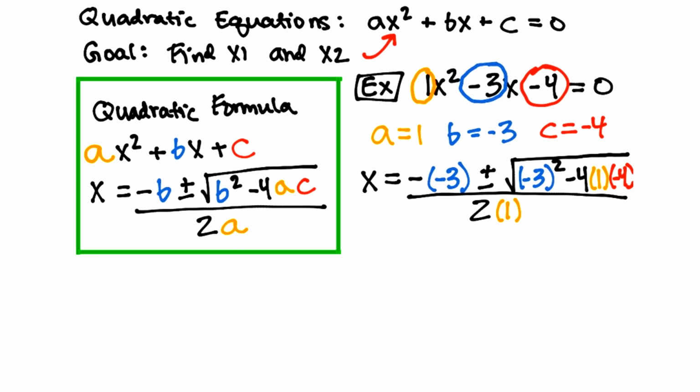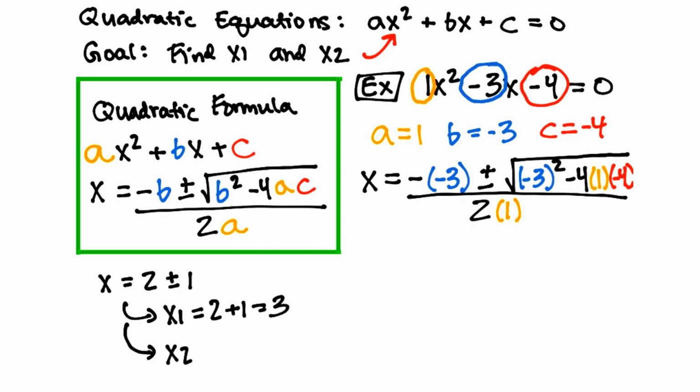Before I solve this, I just want to talk about this plus or minus real quick. Over here, I'm going to write a simpler example. Let's say we have 2 plus or minus 1. The plus or minus gives you two solutions. For the first one you use plus, so 2 plus 1 equals 3. For the second one, you use minus, so 2 minus 1 equals 1. So that's how the plus or minus works.